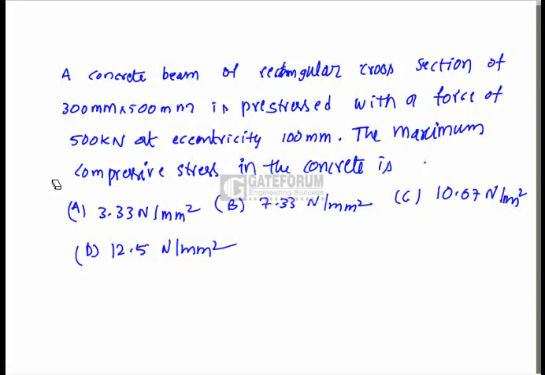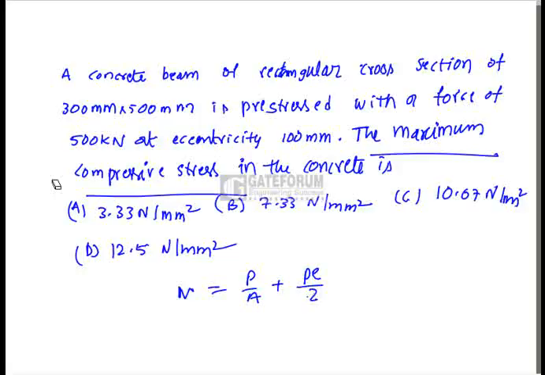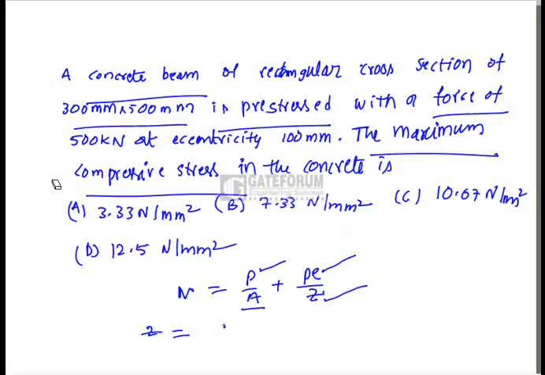Now we have to find out the maximum compressive stress in the concrete. Maximum compressive stress, we will consider it as W, that is equal to P by A plus PE by Z, where P is pre-stressing force, A is cross-sectional area of the beam, E is eccentricity, and Z is sectional modulus. We have to know Z. Z is equal to BD square by 6. B we know, D we know.